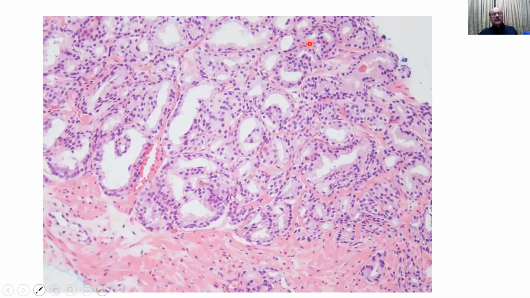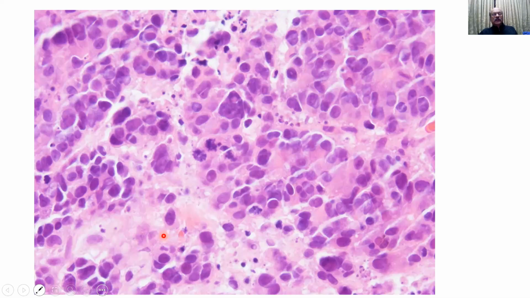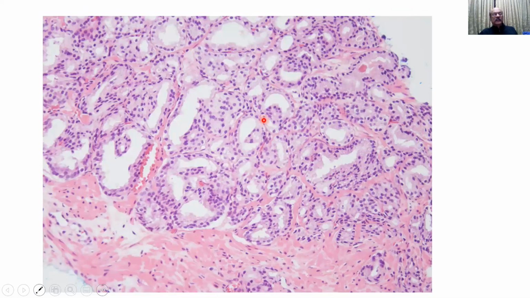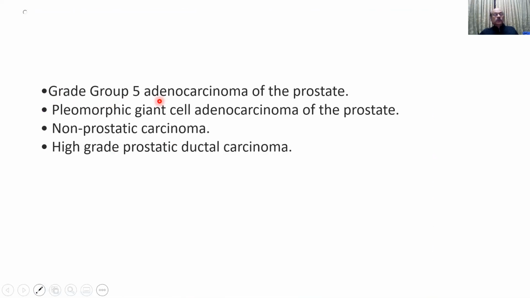Then this is the classical adenocarcinoma, 4+3 adenocarcinoma. So some cores contain areas like this and some cores contain areas like these. So what is the diagnosis? Grade group 5 adenocarcinoma of prostate, pleomorphic giant cell adenocarcinoma of the prostate, non-prostatic carcinoma, or high-grade prostatic ductal carcinoma. So these are the 4 choices.